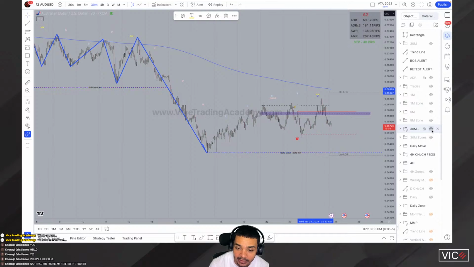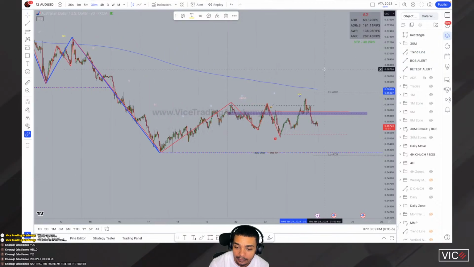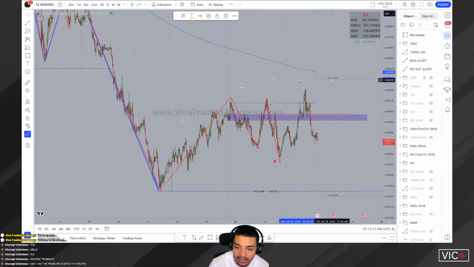Market structure for the 30. We're literally in a chop.